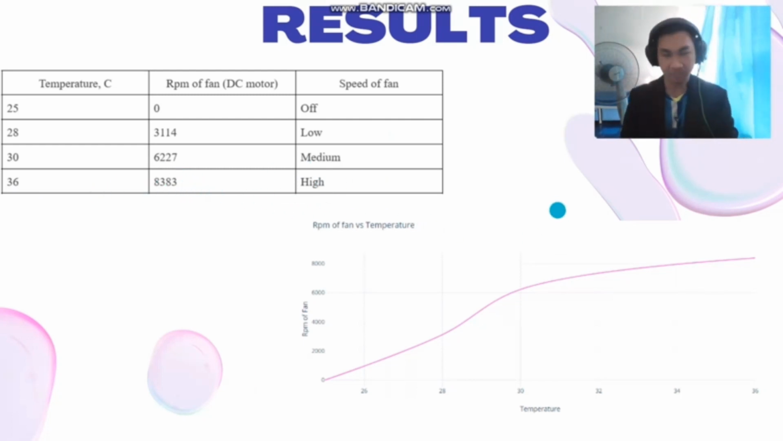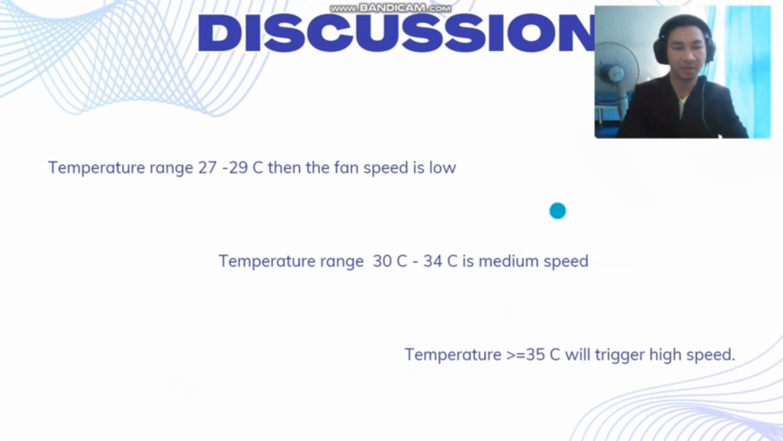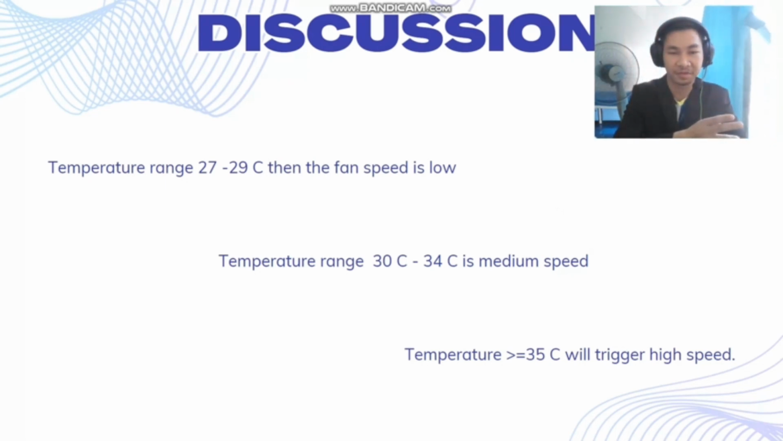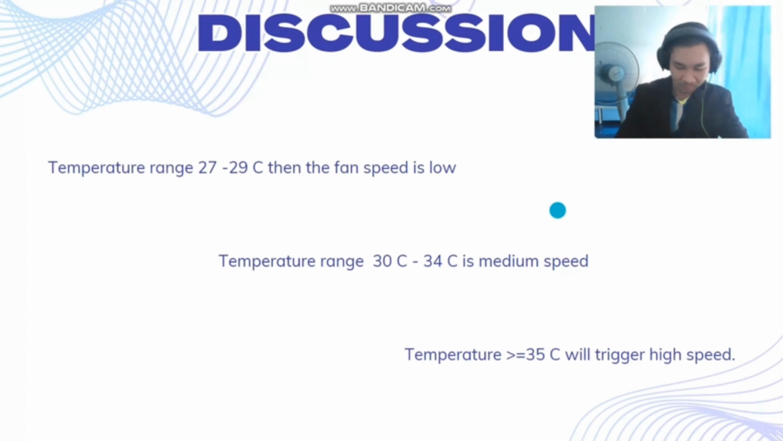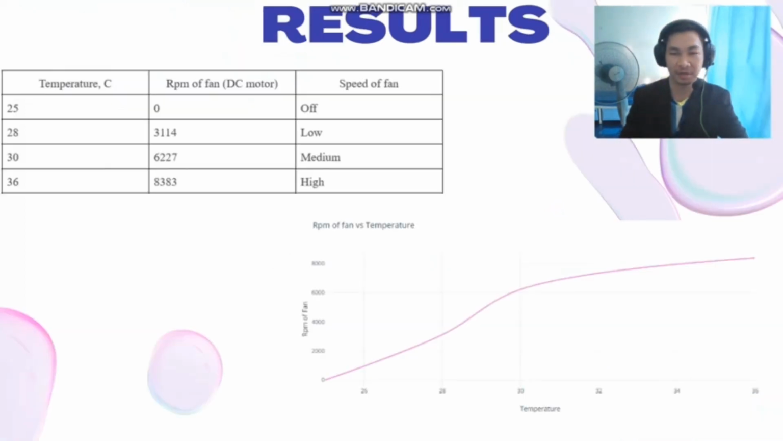So about the discussion, we set the fan so that if the temperature range is 27 to 29 Celsius, then the fan speed is low. If it's 30 Celsius to 34 Celsius, then the speed is medium. And if the temperature is more than or equal to 35 Celsius, it will trigger high speed. Based on the results, that's how it is done. It works, both in simulation and the hardware.